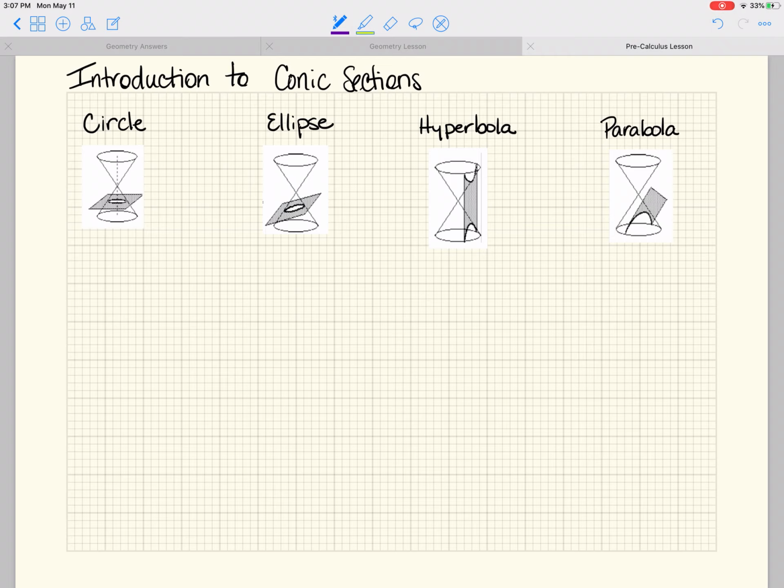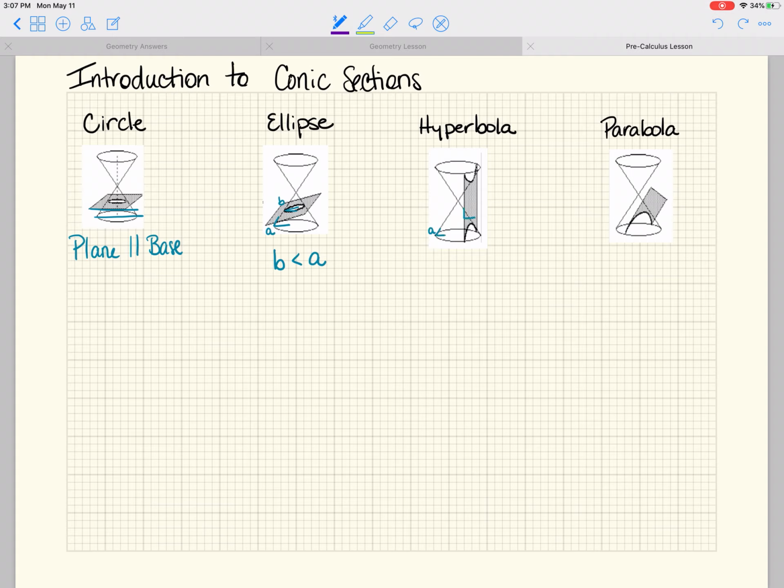To begin with, hopefully you watched that video I posted where you could see an animation of the plane cutting through these cones, but here's a summary of when you will end up with each of the different sections. In a circle, the plane is parallel to the base of the cone, and that's when you're going to get a circle. When you start to angle that plane, if the angle is less than the angle between the side and the base of the cone, you're going to end up with an ellipse.